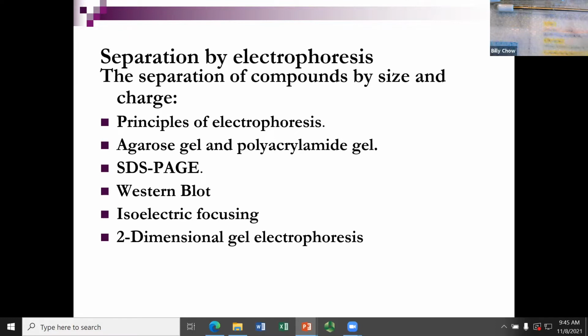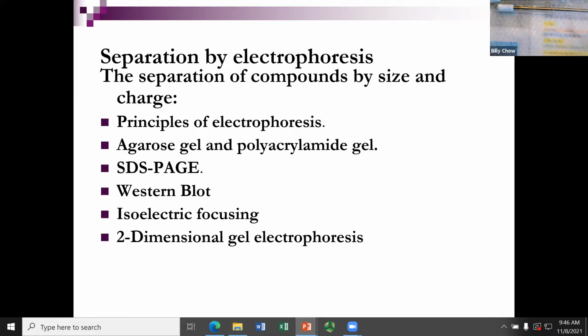And after polyacrylamide gel electrophoresis, we'll talk about how we can combine this technique with antibody detection, and that is called Western blot. Western blot is used routinely in all the biochemical laboratories. My lab performs Western blot on a daily basis. Every day we do Western blot. So it's a very important technique.